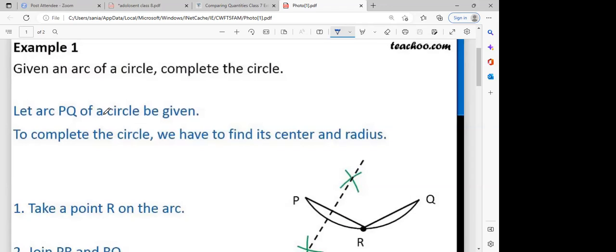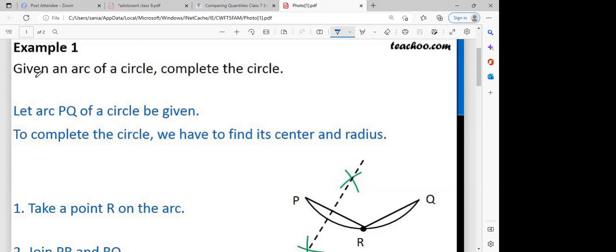So, what is our first? What this is saying: given an arc of a circle, C, complete the circle. Okay, this is a very obvious one. You will quickly write it down. I'll just give you one minute for every question. You have to just write it down. Let me first explain it to you, then you will write it down.